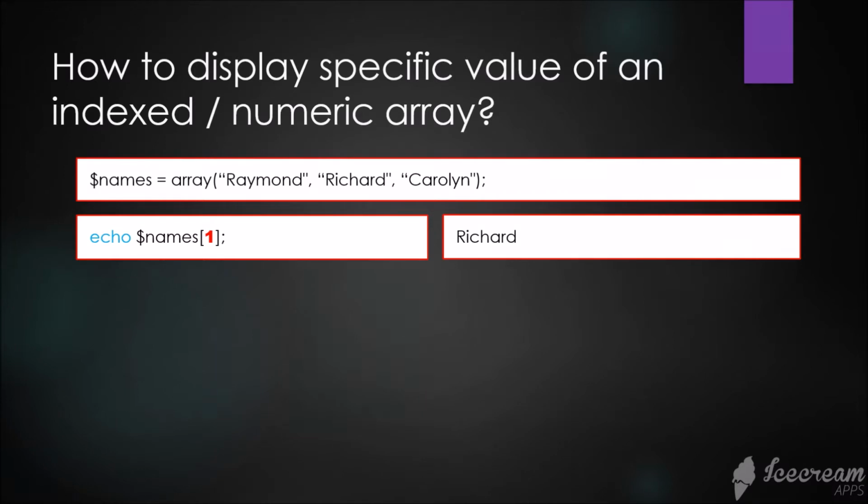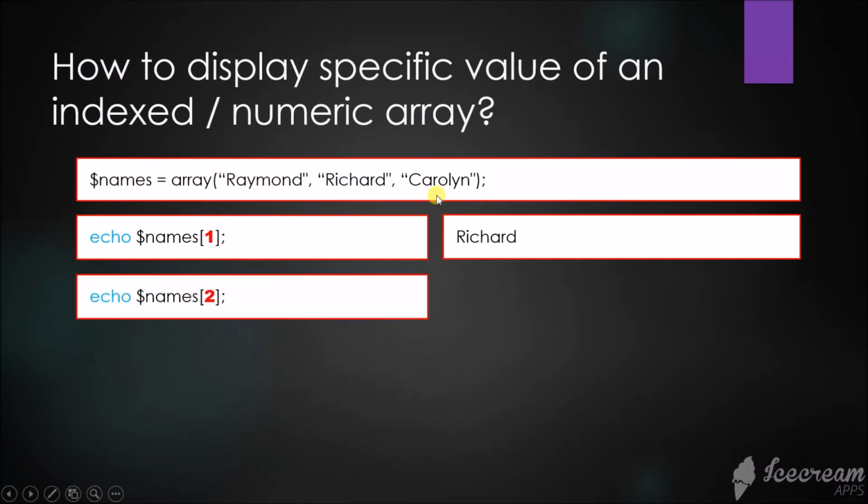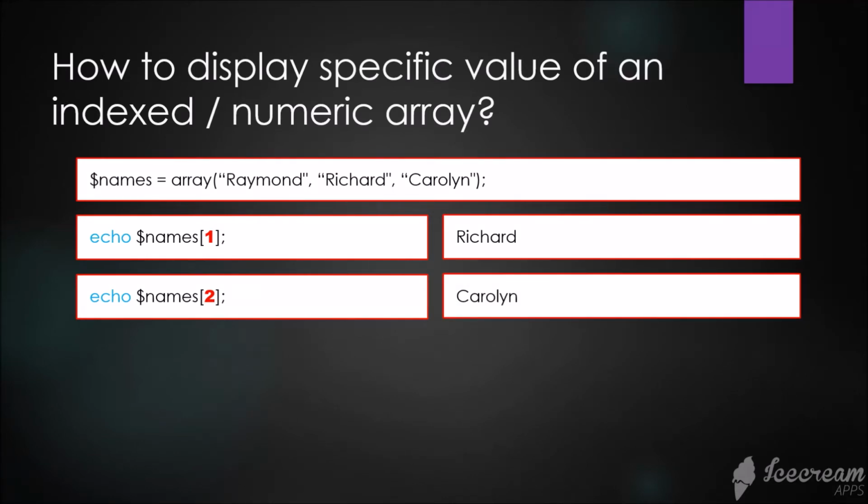Now, if we want to display Caroline, of course, we find out its index: 0, 1, 2. So we put 2, then it will display Caroline. Okay? So that's how we display a specific value of an index or numeric array. We just need to know what the index of that particular element is. Okay?